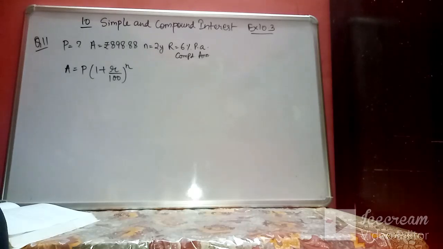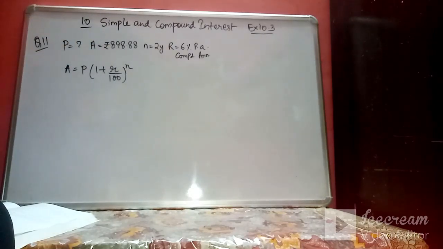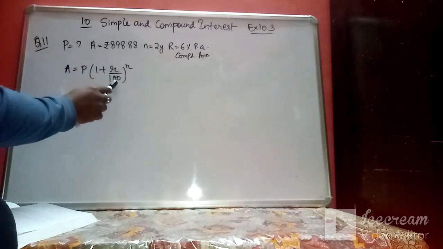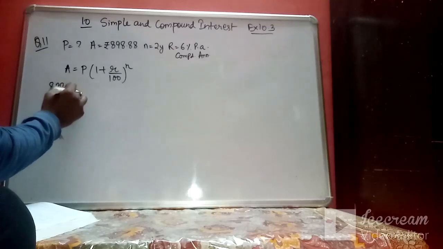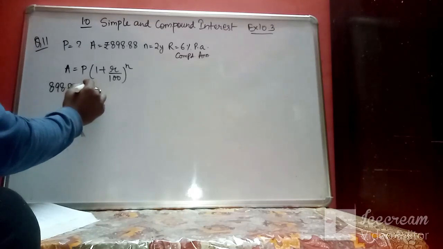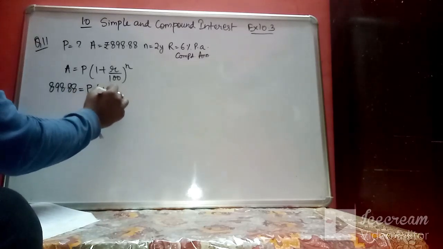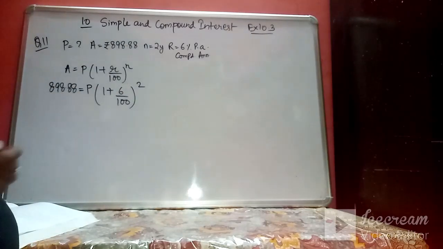So in question number 11 it is given that we have to find the principal when the amount is 898 rupees 88 paisa after 2 years and rate of interest is 6% per annum compounded annually. So for compounded annually, which formula we were using? This formula. So let's put the value. It is 898.88. Then P we have to find. Rate is given as 6%, 6 upon 100, and N is 2.